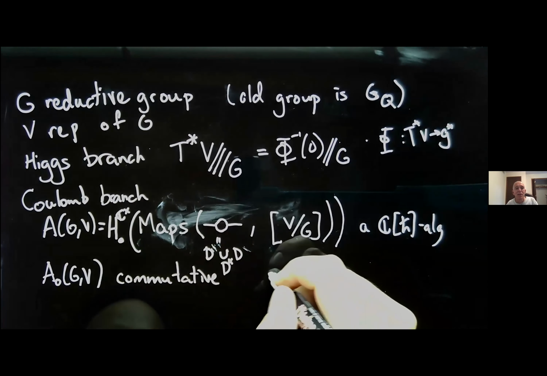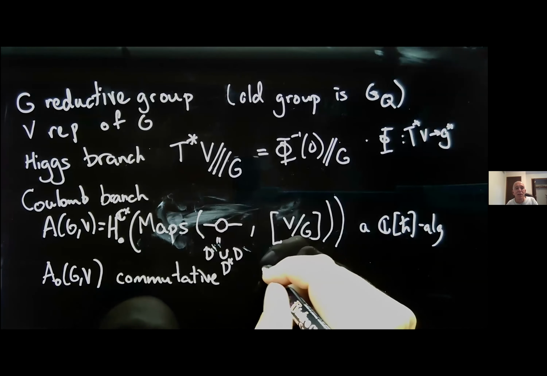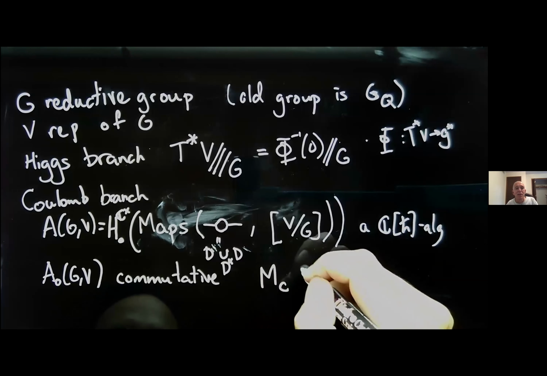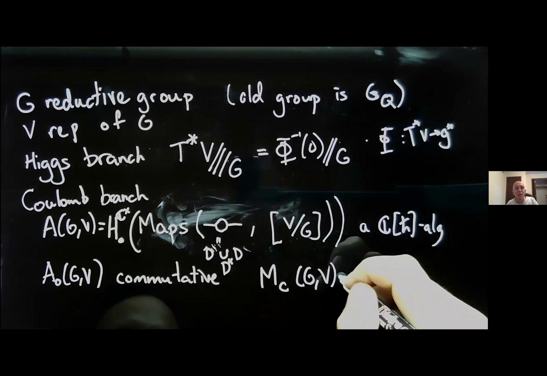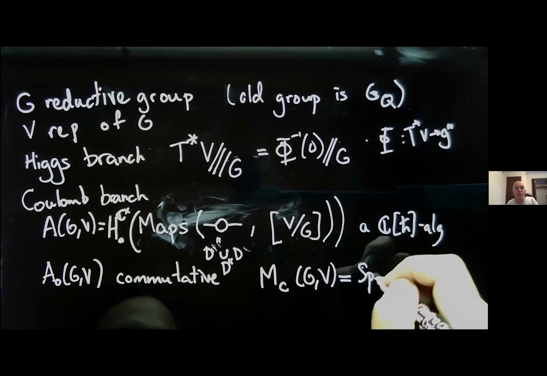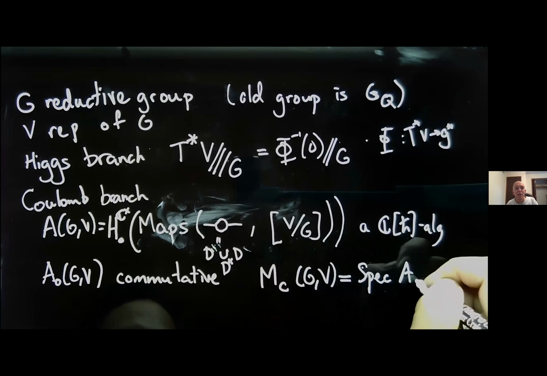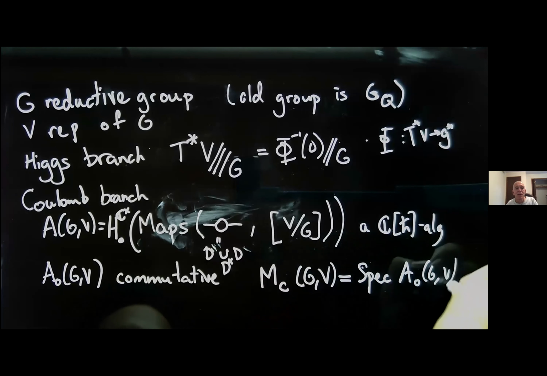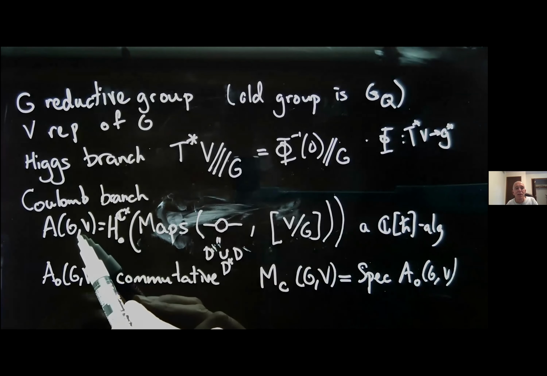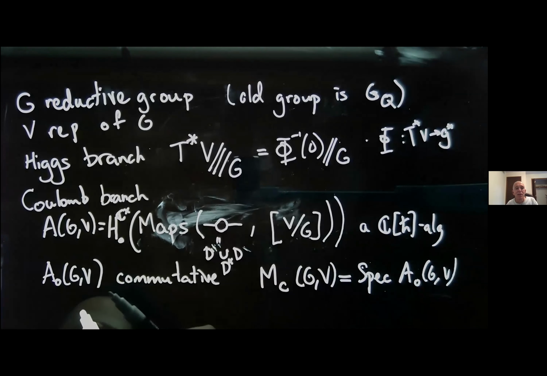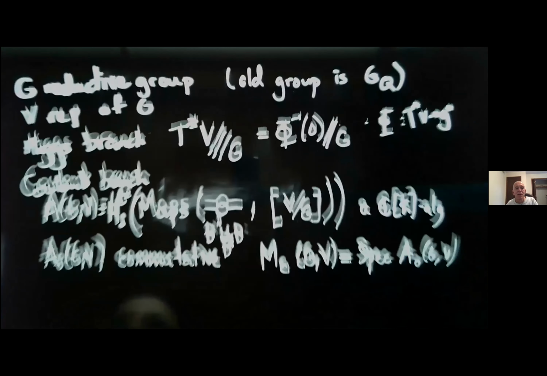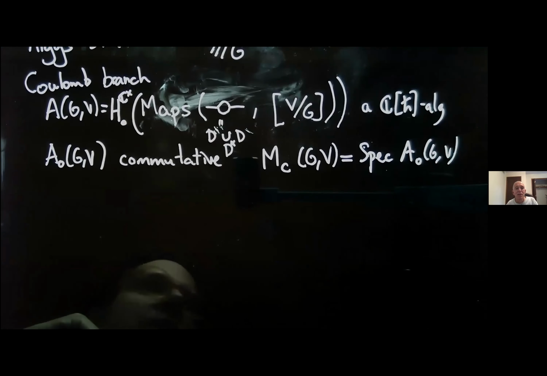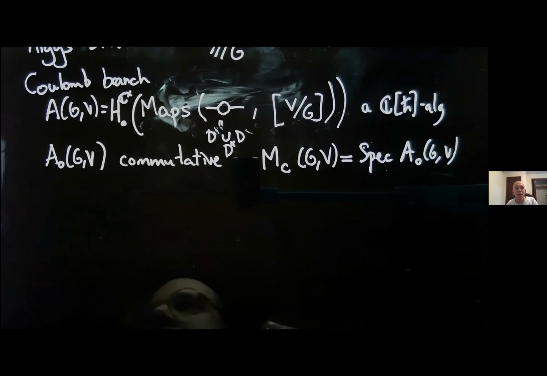And the Spec of this commutative algebra is the definition of the Coulomb branch, which I'll write M_C^{G,V}. So that's the Coulomb branch. So usually this thing is called the Coulomb branch, and this guy's called, I don't know, the non-commutative Coulomb branch, or the Coulomb branch algebra. Okay, so again, I mentioned that our affine Grassmannian slices are Coulomb branches. So now let me make that more precise.